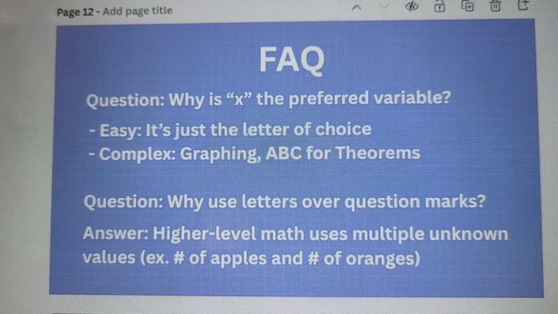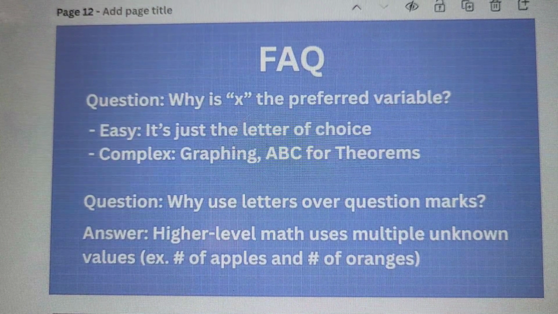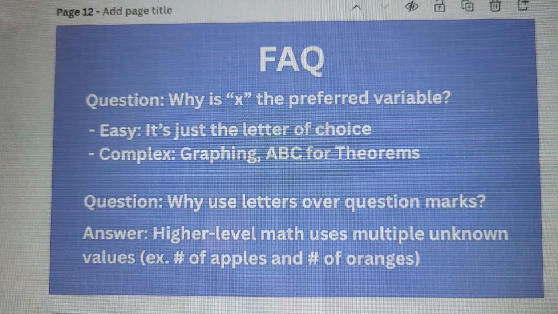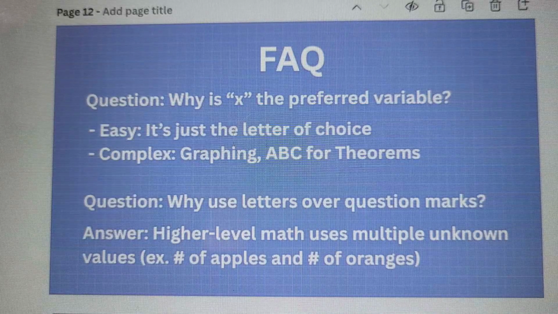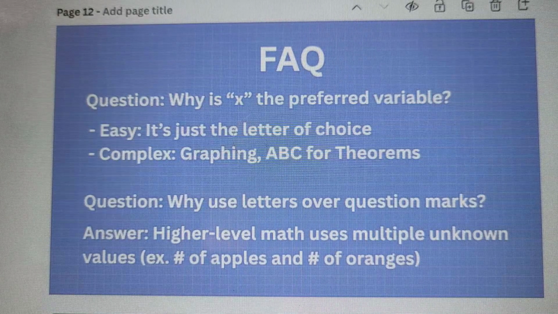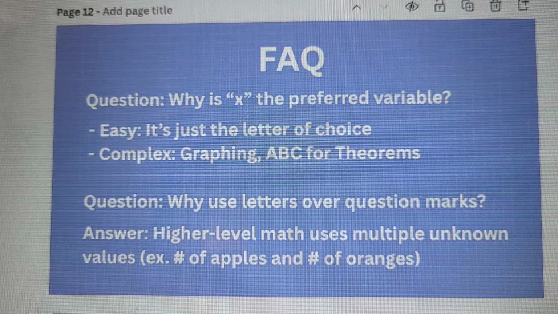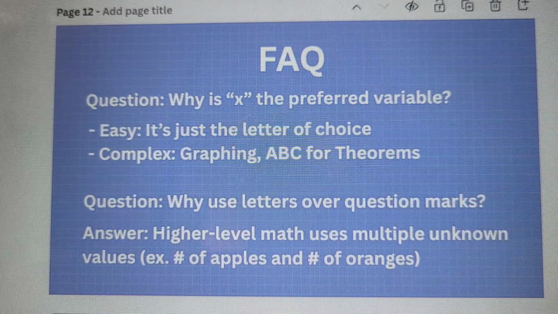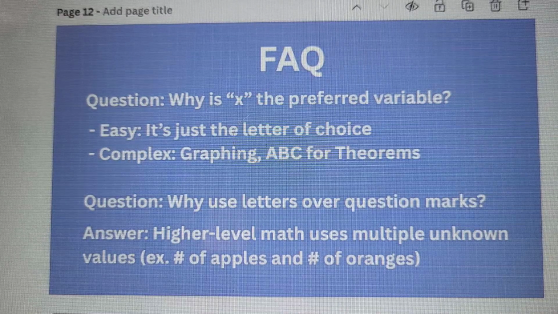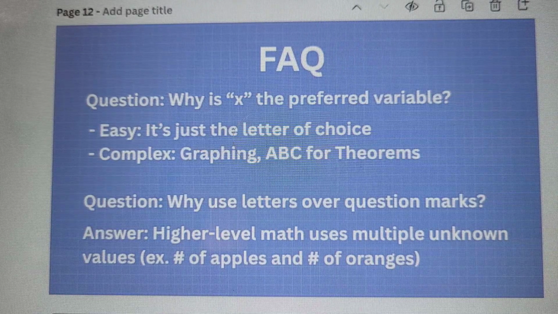Some additional questions: why is x the preferred variable? A simple answer would just be it's the letter of choice, and if it's a little too complicated to grasp why we might use specifically the letter x, just know that it's the letter that we use. But the more complex answer is that we use it for graphing, and letters like A, B, and C are more often used for stuff like theorems.